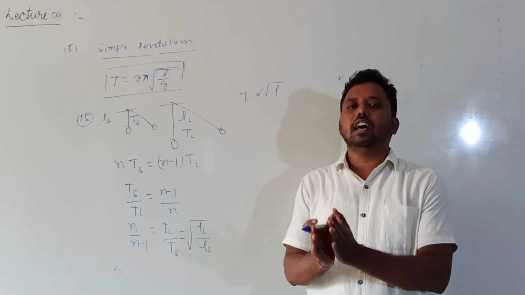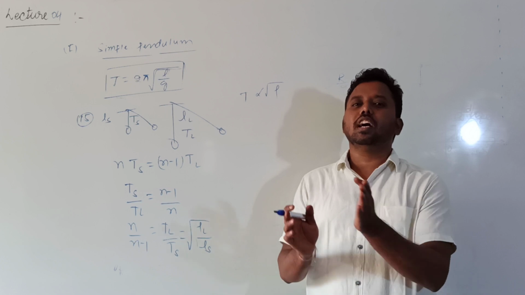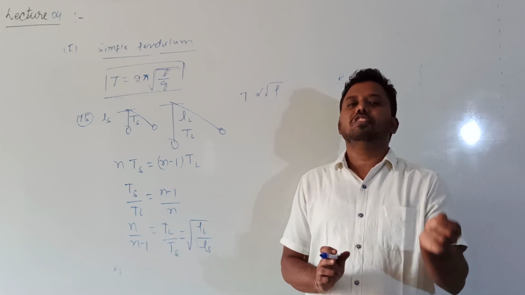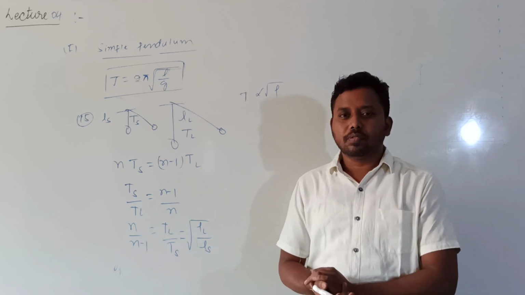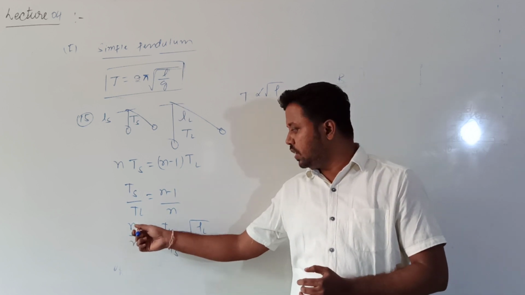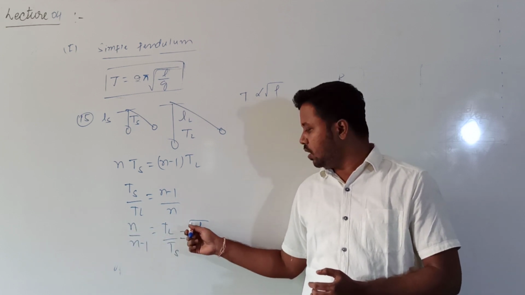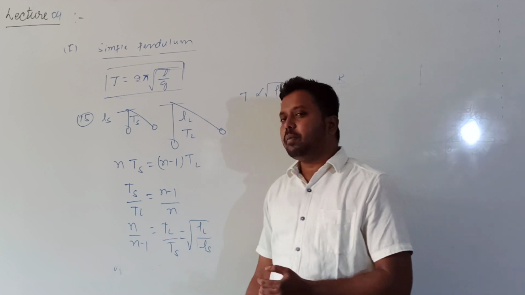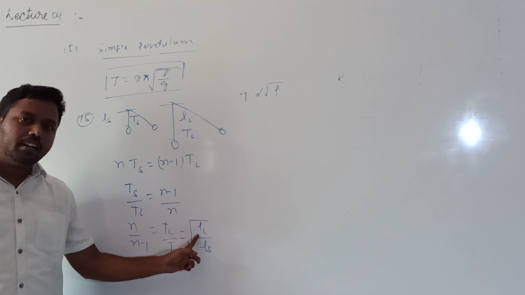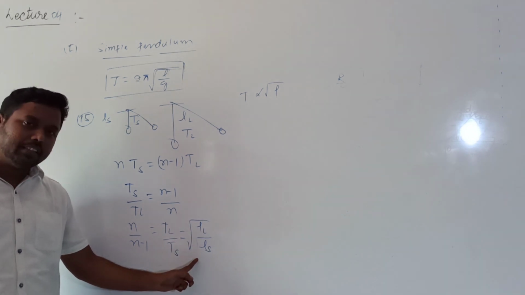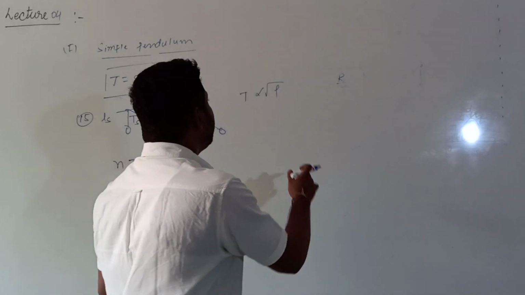In the question, they will give the lengths of both pendulums. Initially both are in phase, and you have to find after how many oscillations both are in phase again. So to calculate the value of n, n by n minus 1 is equal to TL by TS, which equals root over LL by LS. LL stands for the length of the larger pendulum, LS stands for the length of the shorter pendulum. Point clear? So this is the 15th one.